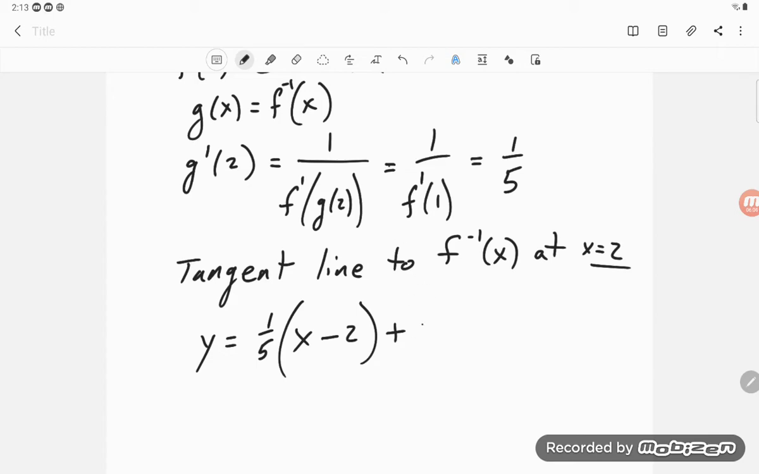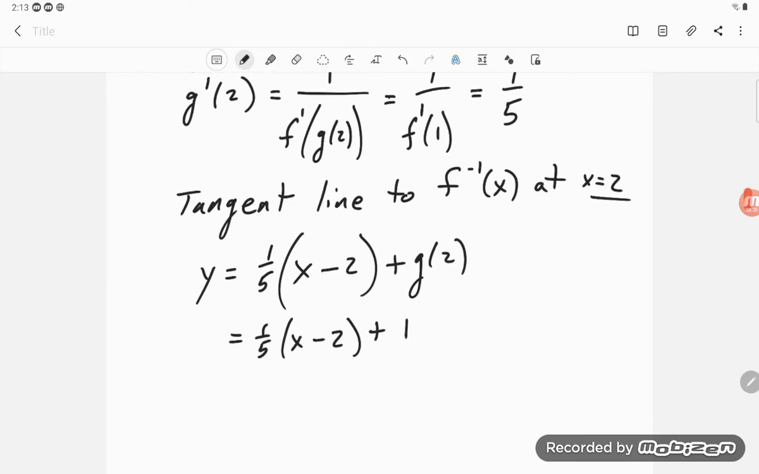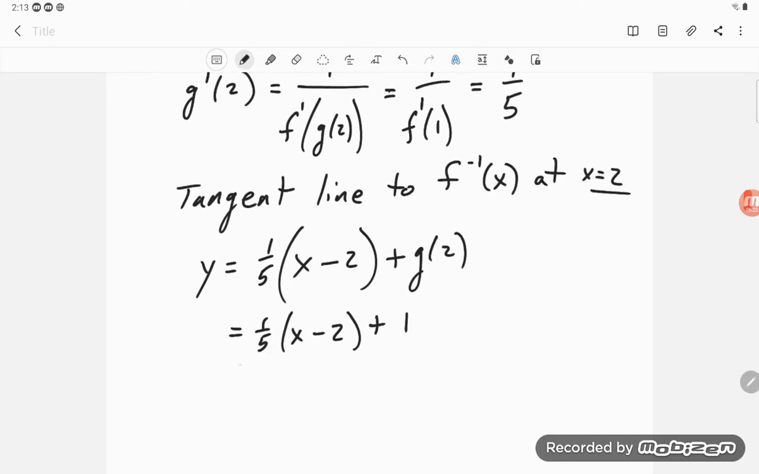I don't see it here. I'll have to go back and find. Oh, wait, it was 1. But g of 2. And so that's 1/5 x minus 2 plus 1. And so what the heck is that? That's x over 5 minus 2/5 plus 5/5. So I guess that's plus 3/5.